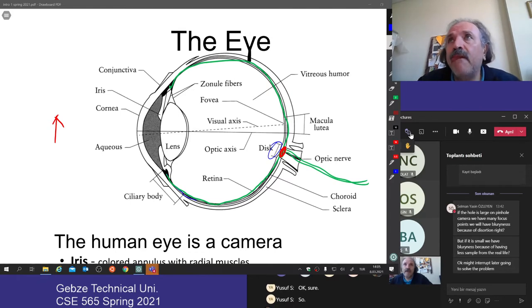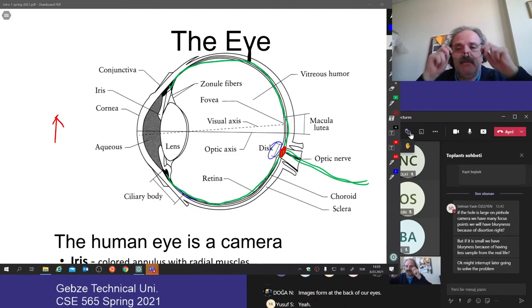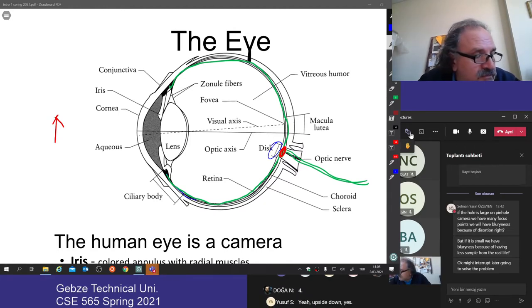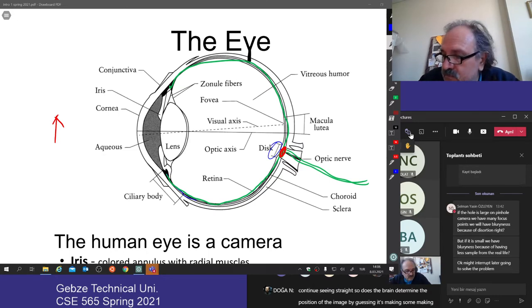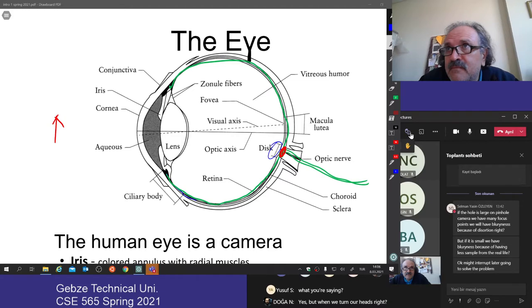Think about that. We are looking at a screen, and the image is formed at the back of our eyes, in reversed form, upside down. But when we turn our head right or left, we continue seeing straight. So does the brain determine the position of the image by guessing? It's making some calculations. You are saying that I am not seeing upside down. You are seeing it straight up. Is that what you are saying? Yes, but when we turn our head right, we see the same scene.